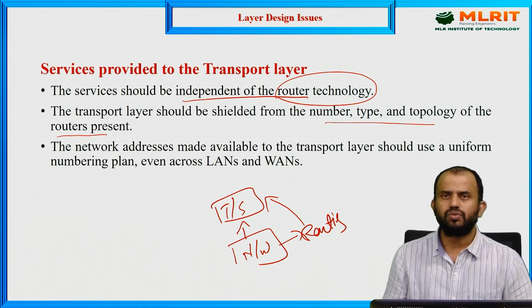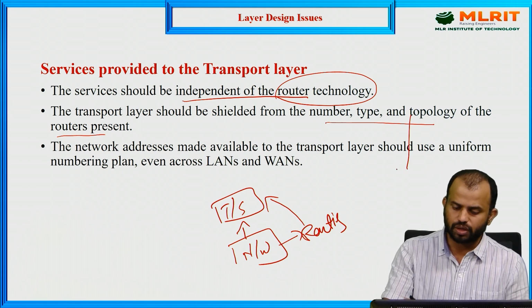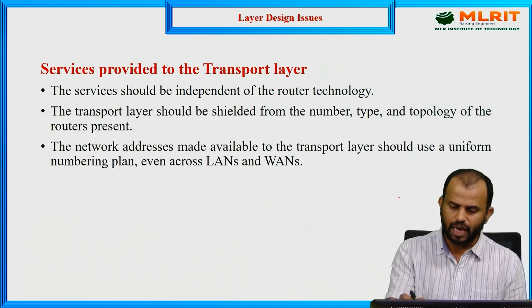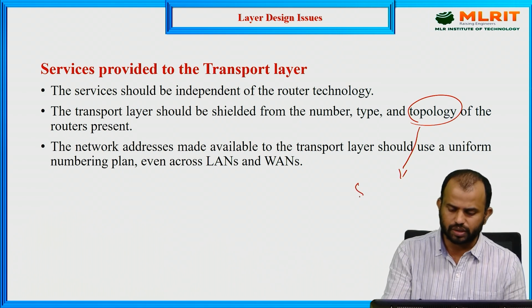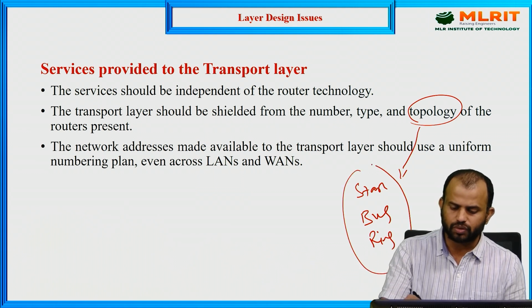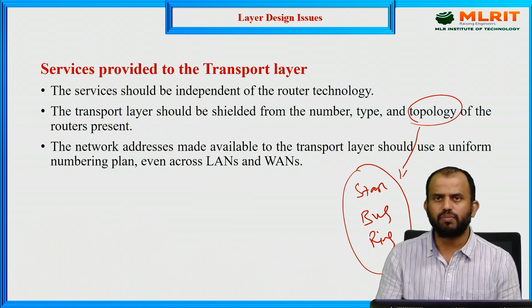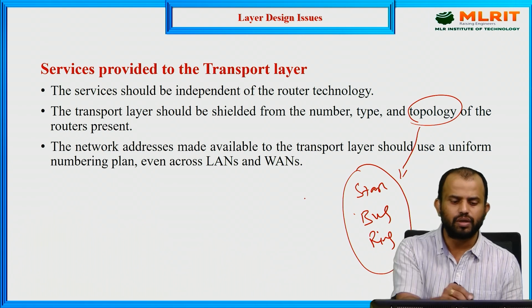And this transport layer should share the number of types, topology, and what kind of routers we present. As we discussed, a number of topology services are there. When discussing topology services, various topologies are involved: we call one a star topology, we have a bus topology, and a ring topology. So multiple topology services are there while information is transmitted from source to destination. That kind of service is provided to the transport layer.